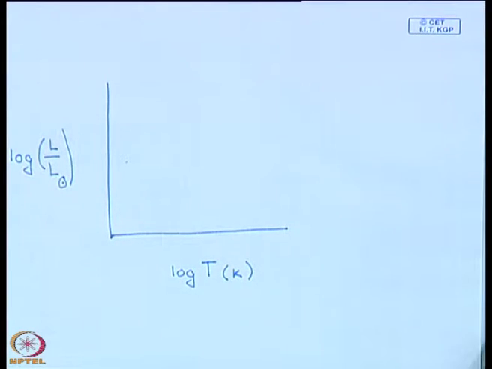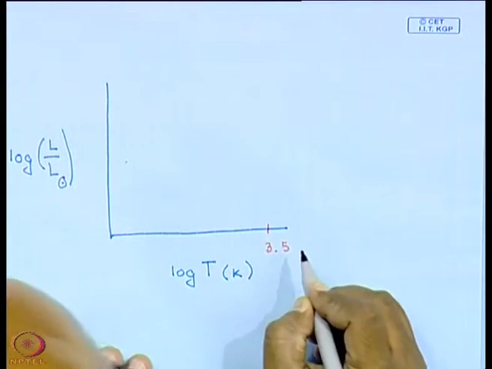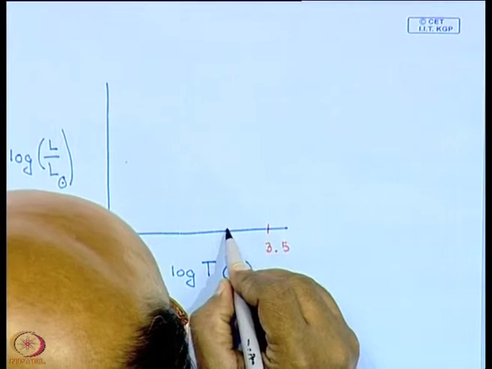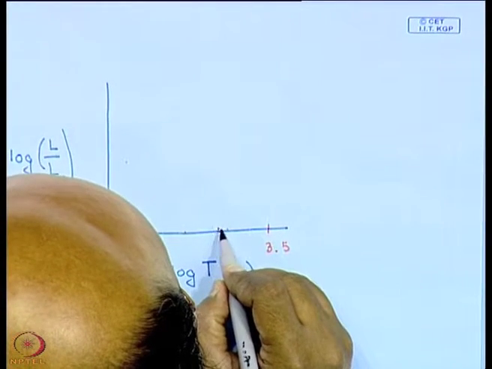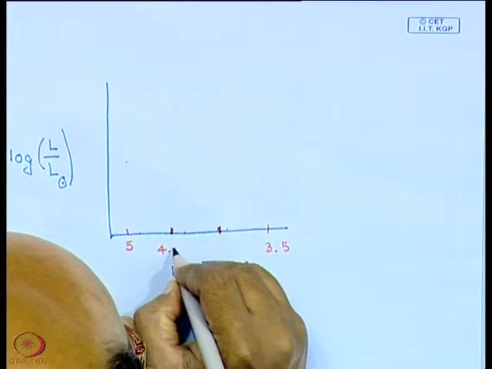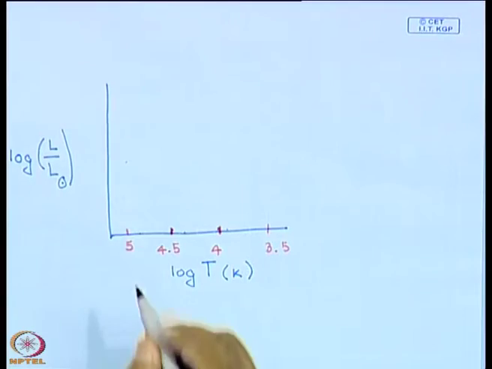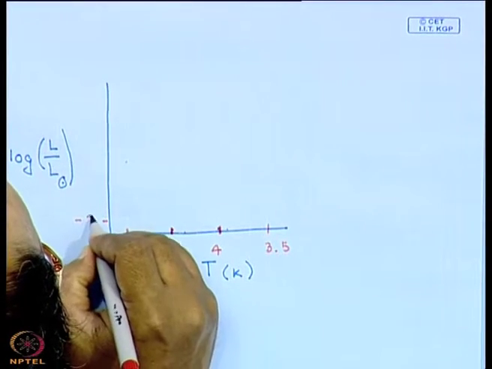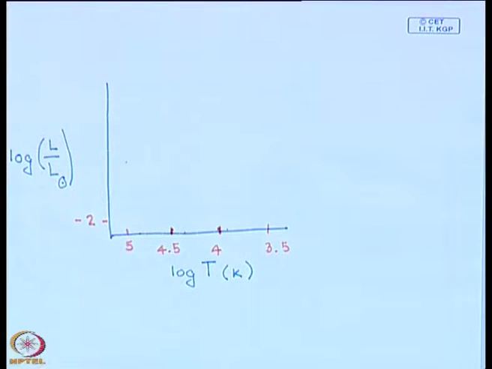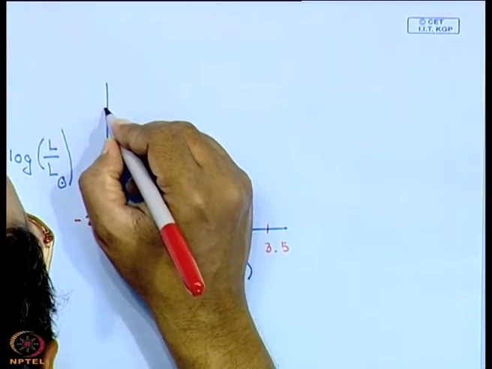Okay, and let me put the axis. So, we will start from 3.5 and we will go up to 5. So, 3.5, 4, 4.5, 5. Okay. So, that is the temperature range, and the luminosity range is going to go from -2, which is 100 times fainter than the sun, and it is going to increase in intervals of 2. So, this is going to be 0, this will be 2 and this will be 4.